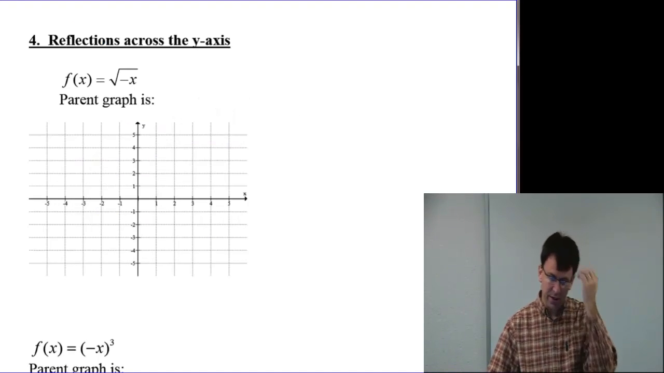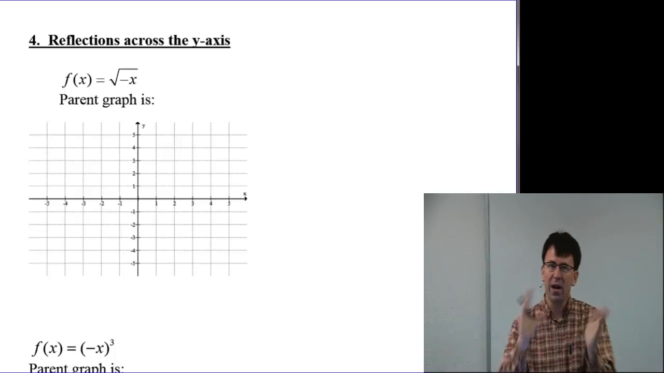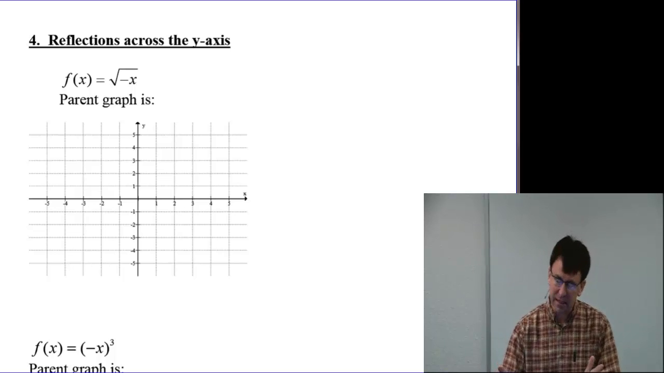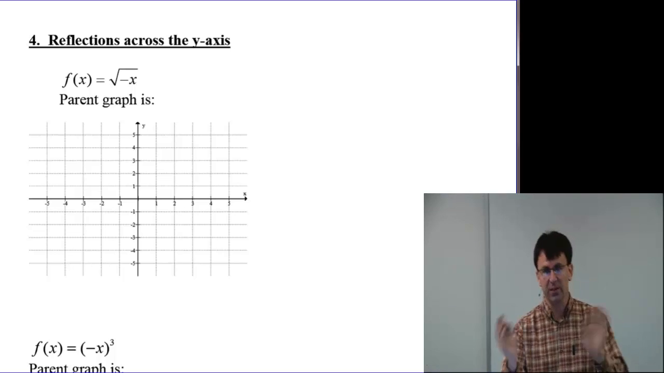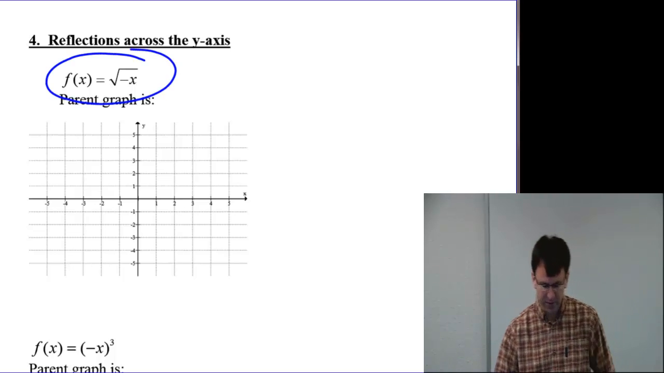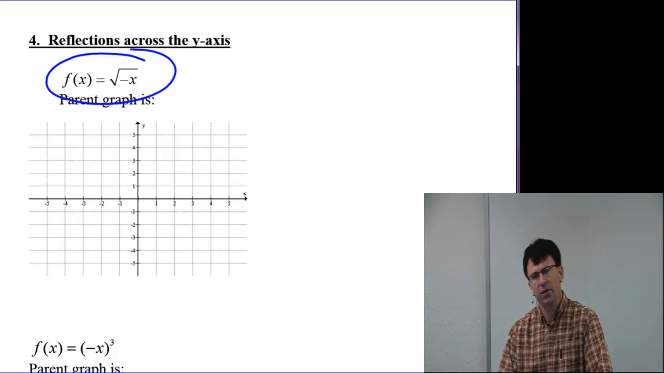The next transformation would be across the y-axis. Now, if you have y-axis symmetry like you have in x squared, you kind of lose this feature because it would reflect across the y-axis and still be itself. But we can pick on the square root of x and x to the third for this transformation and see how it comes together. So this is saying that I'm going to take the square root of negative x.